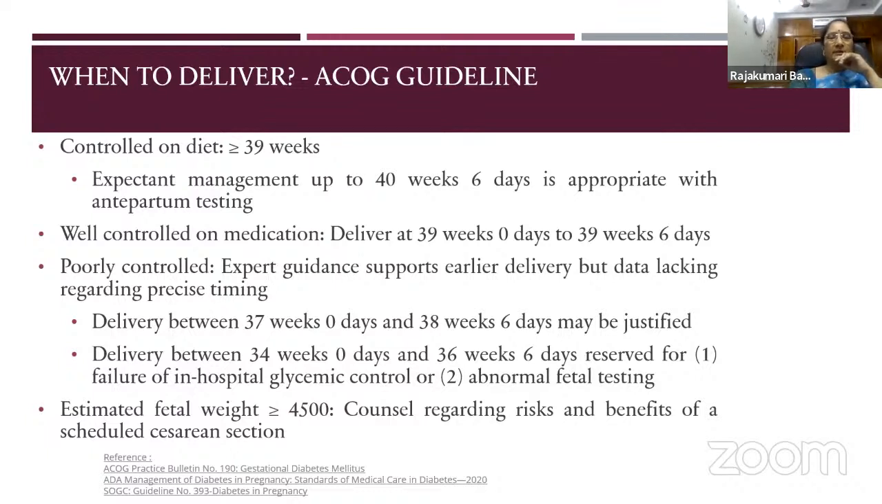When poorly controlled, expert guidance supports early delivery. Delivery between 37 weeks and 38 weeks, 6 days is justified. Delivery between 34 weeks and 36 weeks, 6 days is reserved for failure of in-hospital glycemic control and abnormal fetal testing. If there is macrosomia, counseling regarding the risks and benefits of a scheduled cesarean section should be given.